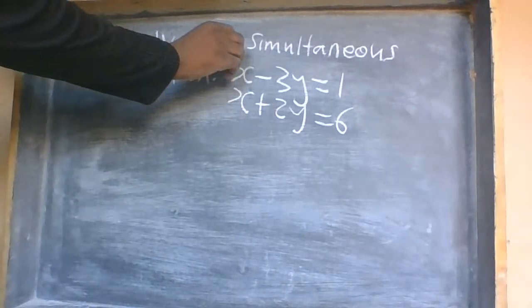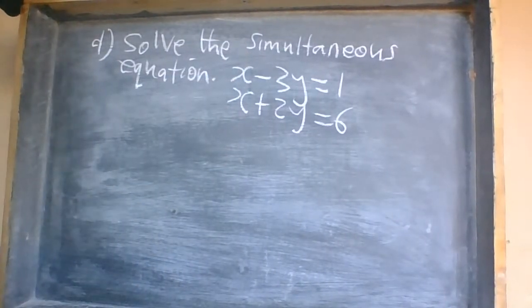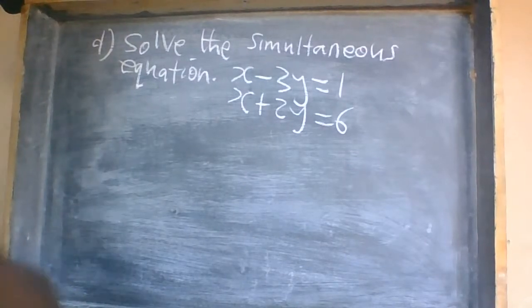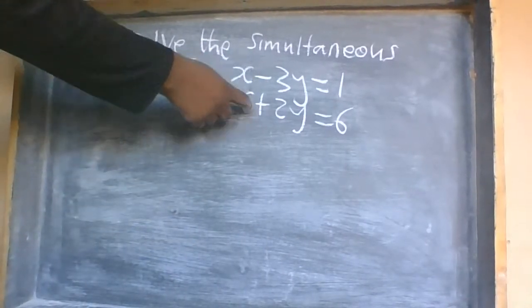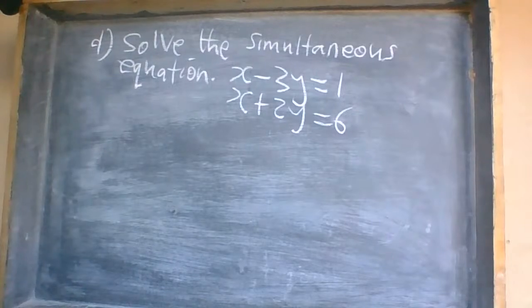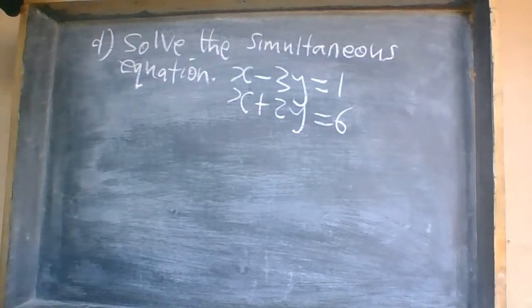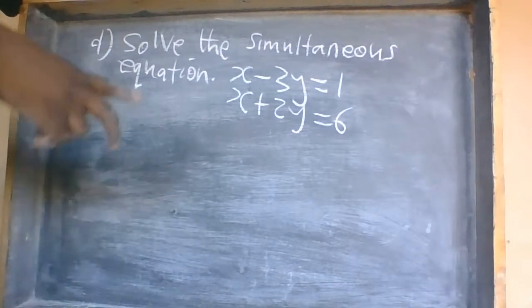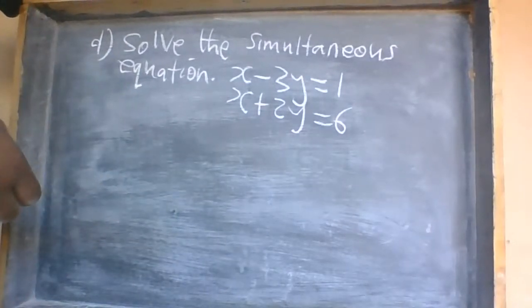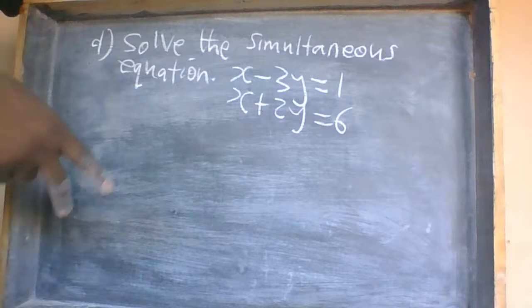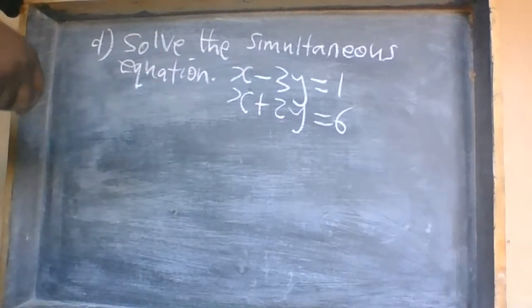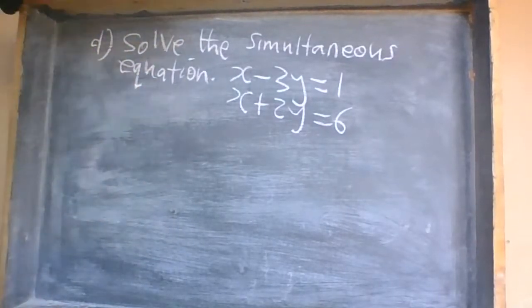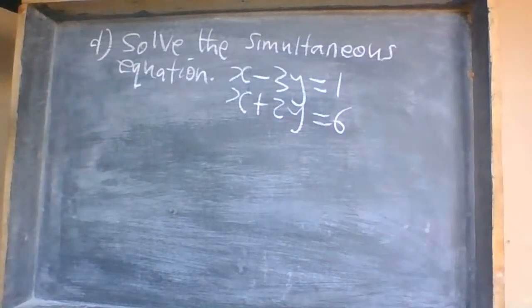Usually when we talk about simultaneous equations, it's where you are given two equations to solve at once. You must be able to find two answers for the two variables, both for x and for y, at the same time. So this means finding two answers at once. Having different equations makes it a simultaneous equation.